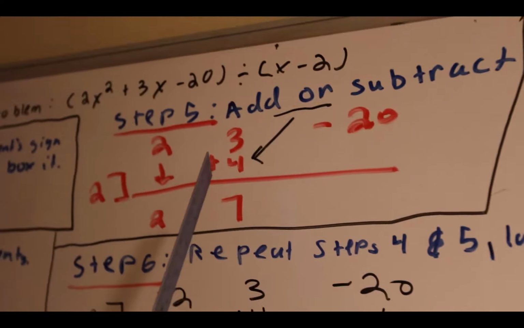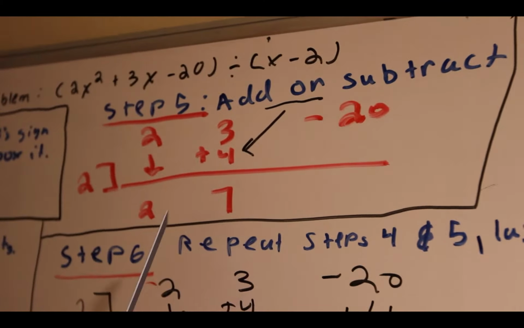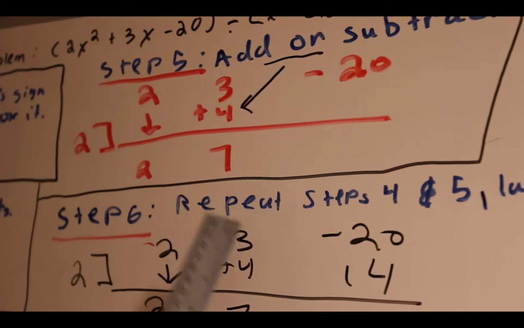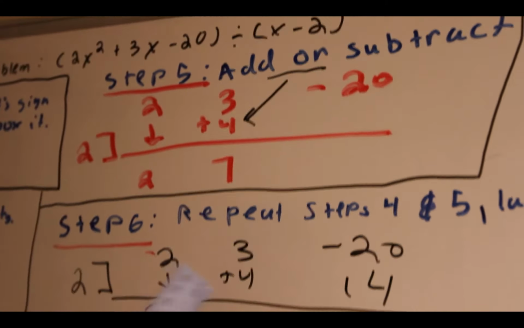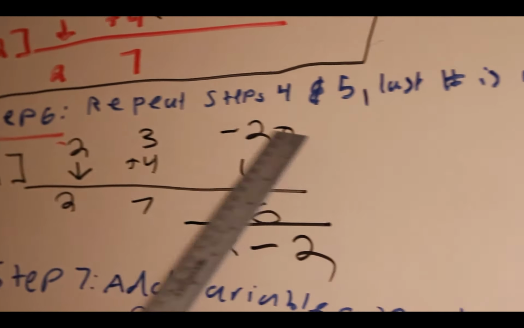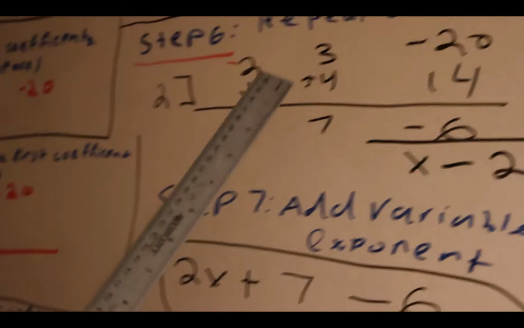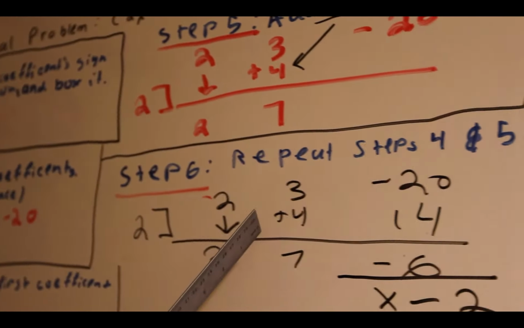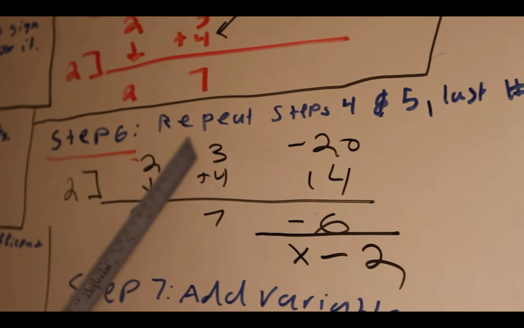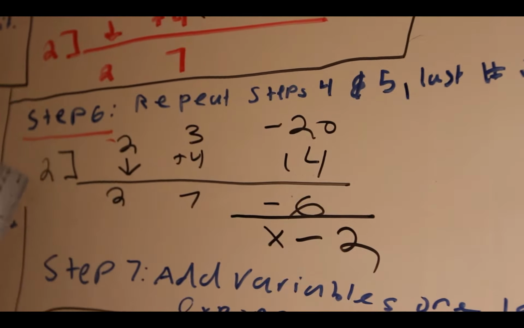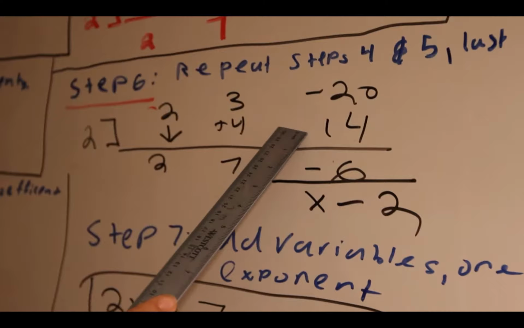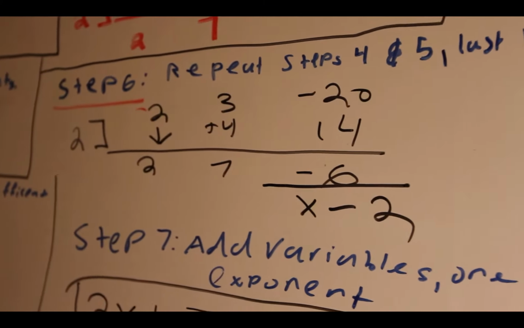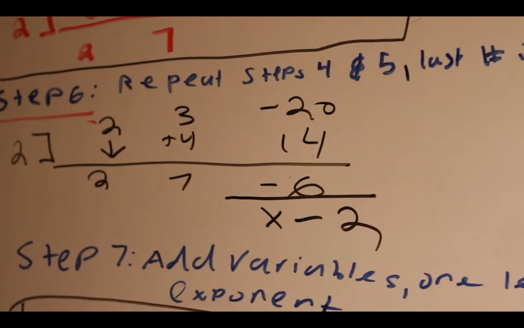So then going to step 5, you add or subtract, depending on the sign. So we have 3 plus 4, which would be 7. Then for step 6, we repeat steps 4 and 5. So we would basically take the number and multiply it again by 2. So we get 7 from adding 3 plus 4. So then 7 times 2, and we put it back over here, 14. So then you add, it becomes -6.